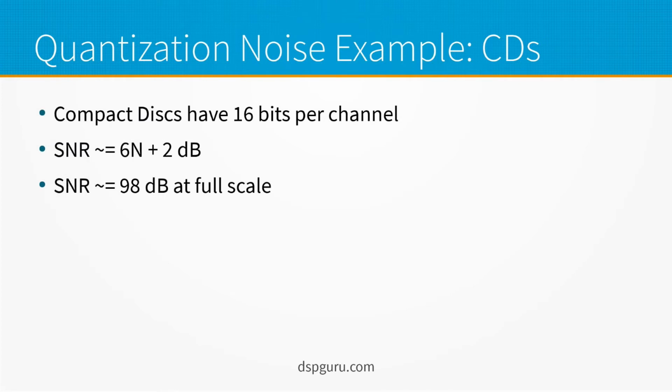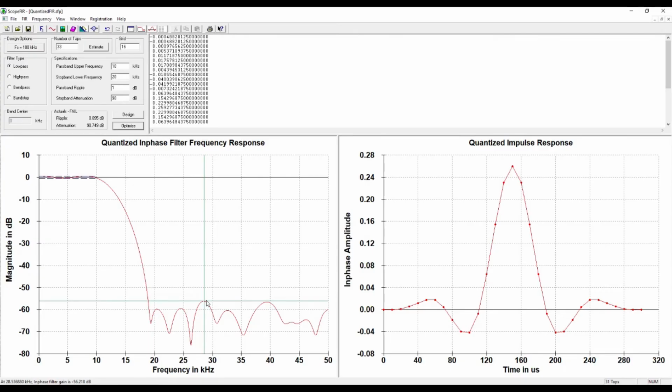Let's look at compact discs as an example. They have 16 bits per channel. Using our approximate signal-noise ratio formula of 6 times n plus 2, that works out to 98 dB, assuming a full-scale sine wave on the compact disc. Now back on FIR filter design, we can use that same factor of 6 times n. So here we got 6 times 12 bits, giving us 72. And as I said, we knew we'd have to scale that down a little bit.